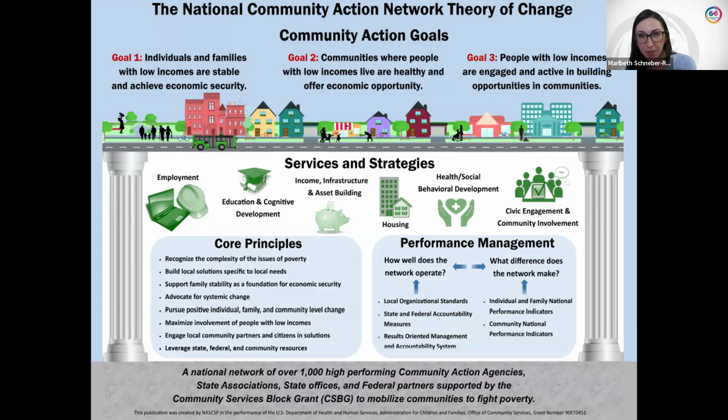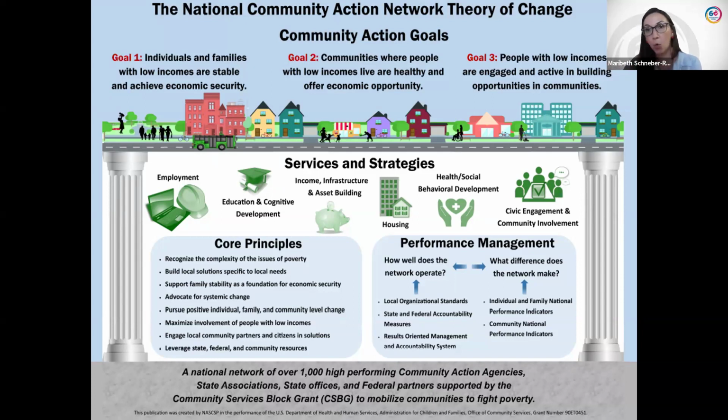I'm actually going to go back down to the bottom now, so follow along with me. To get to those goals, which are kind of up in the sky, right? We have a strong foundation. We start from this foundation where we have a national network of over 1,000 high-performing community action agencies, state associations, state offices, federal partners, national partners, who are all supported in one way or another by the Community Services Block Grant to mobilize communities to fight poverty. As I said, it's very rare for an agency to only receive Community Services Block Grant funding, but all that's kind of the tie that binds us is our CSBG funding.